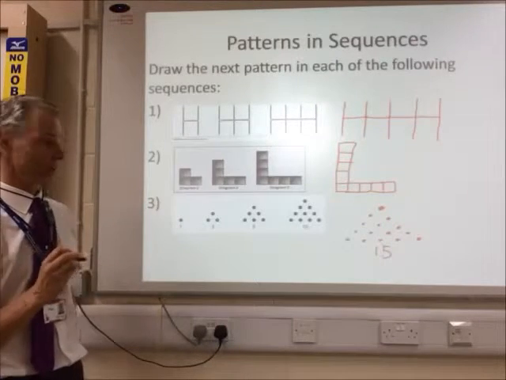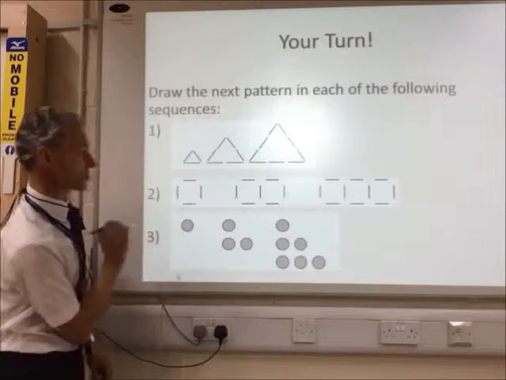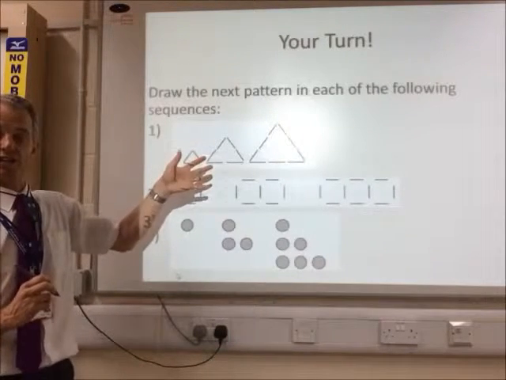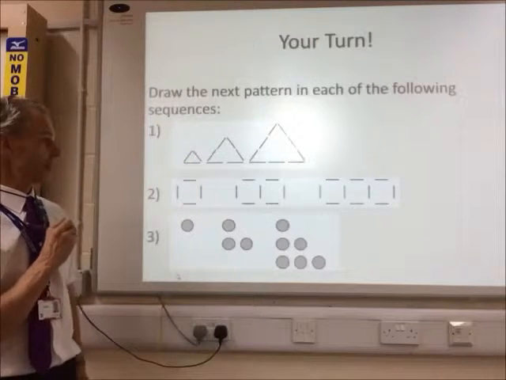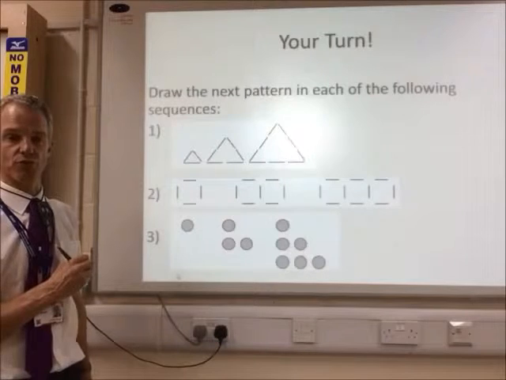So you have a go now. The next slide will have some for you to have a go at, which are those ones there. Work your way through those, looking at what happens from one pattern to the next. Then after this you'll need to pause the video, and then the answers will follow on after that.